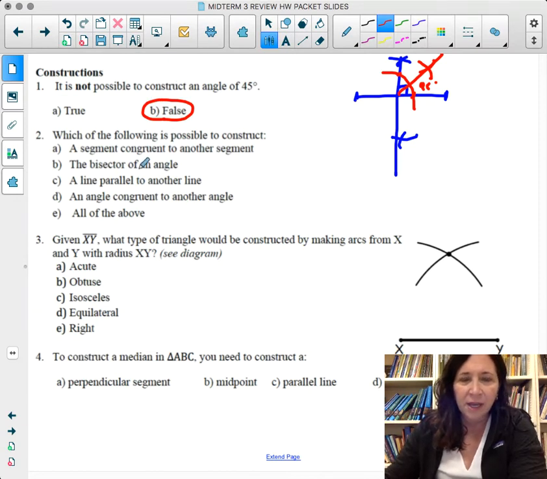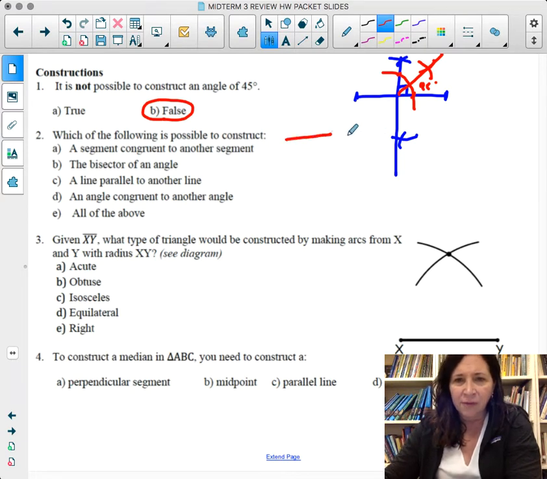Which of the following is possible to construct? A segment congruent to another segment. Of course, you can create a segment measuring that side, then start here and measure this side with your compass, and create this other segment with the same measurement. So that's a yes.